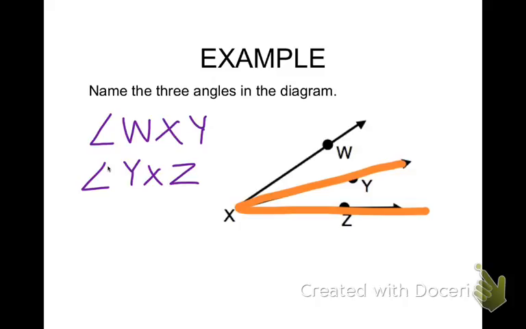ZXY. Sure, we could have. X is still the vertex, so X is still in between. So we can switch the order. Okay. What about the largest one?